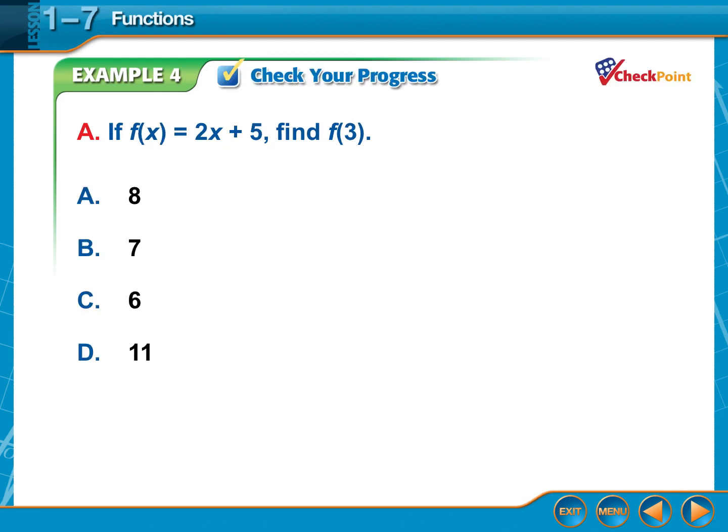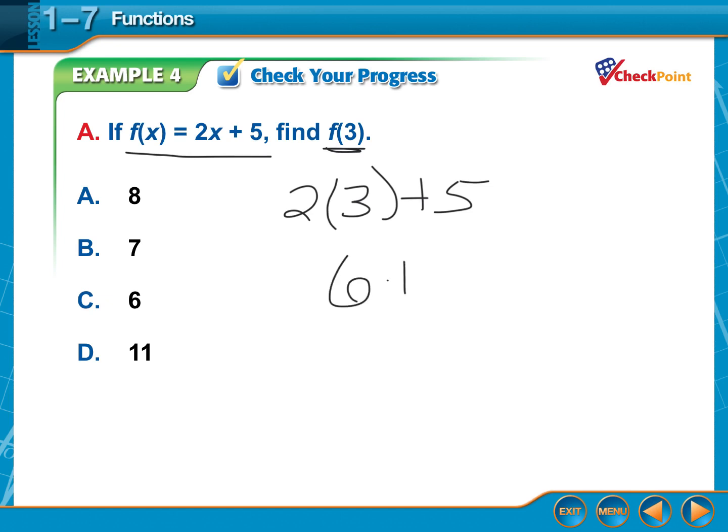So, since they did that one for you, keep going. Okay, so this one says f of x equals 2x plus 5. We need to find f of 3. What do we do with that 3? Substitute it in for x. So we have 2 times 3, when it's right next to it, you need to multiply. Then we have plus 5. What's first? 2 times 3 is? Plus 5, 11. All right.